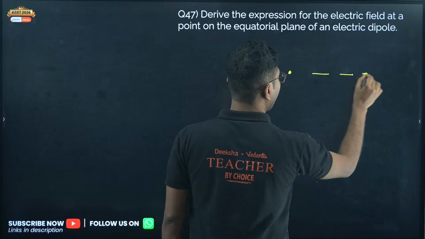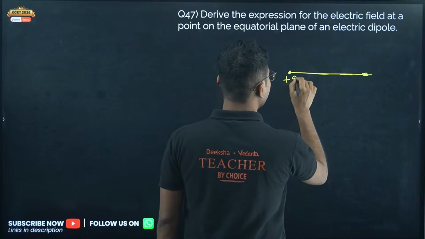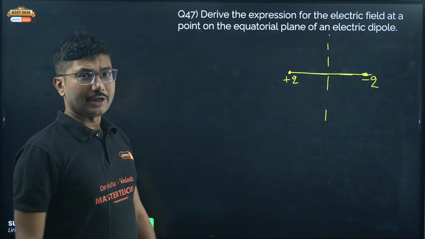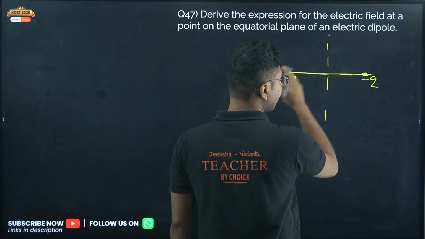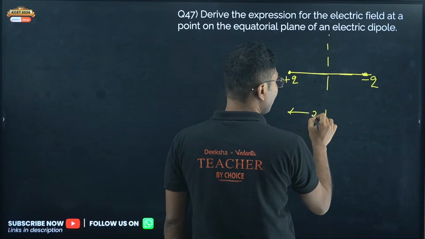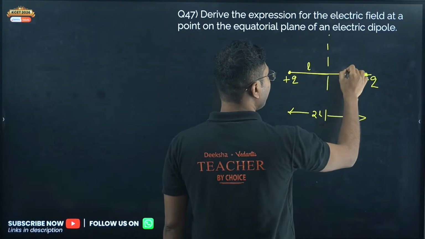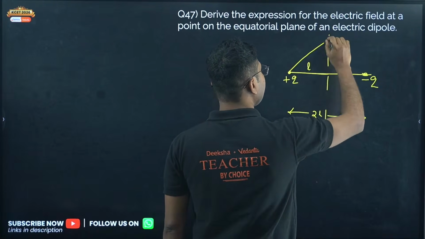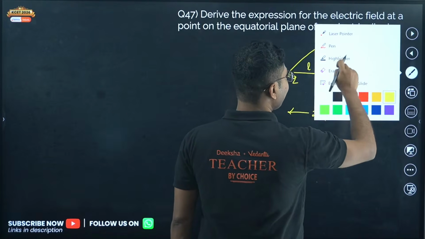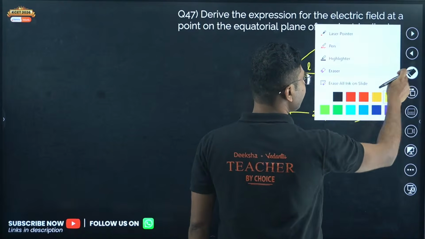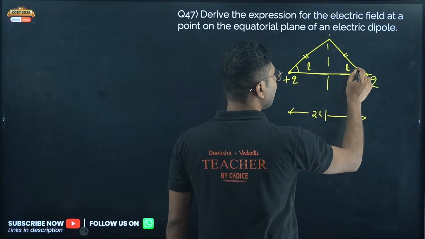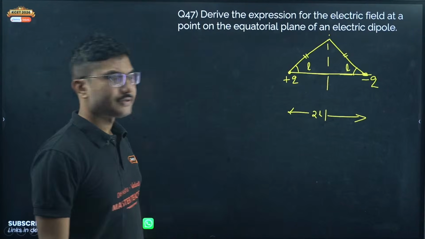So we have a dipole, plus Q, minus Q, and we want to find the electric field on the equatorial plane. Equatorial plane means the line which bisects the dipole into equal halves. So if the total length of the dipole is 2L, then this divides the dipole into L and L. Now if you join this point and this point, because this line divides the base into two halves, we can say this is an isosceles triangle. Isosceles triangle means this side is equal to this side, this angle is equal to this angle.